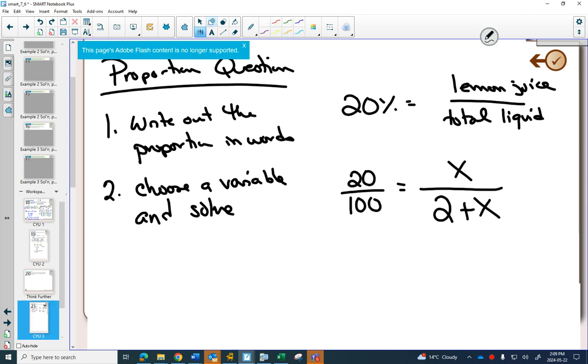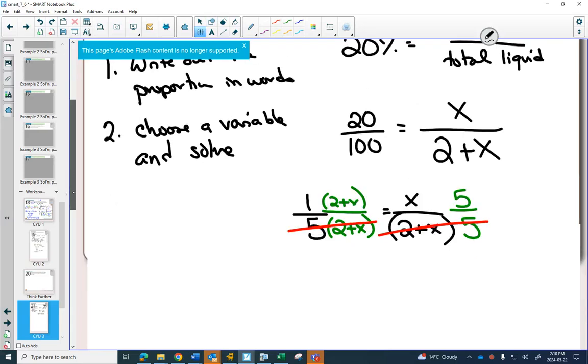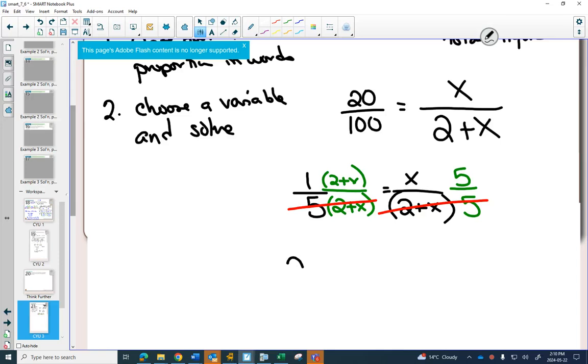First of all, I'd probably reduce that fraction to 1/5. You know, leave some space. What's my common denominator? Well, this is grouped together. I'm missing a 2 plus x on this one. And this one, I'm missing the 5. Now that my denominator is the same, I can multiply both sides by that, and those would simplify away. And what do I have left? I have 2 plus x equals 5x.